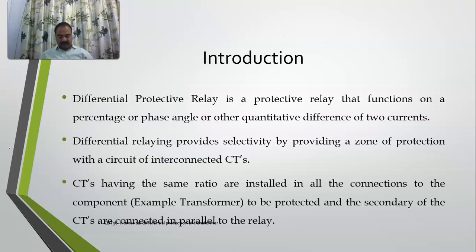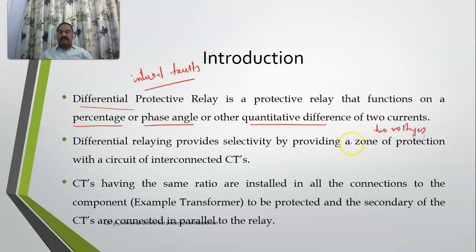So coming to the introduction, you know that the differential protective relay, which we have seen in unit number 3 also, is generally employed for internal faults. It functions on a percentage or phase angle or any other quantitative difference of two currents. It's not only about two currents, it can work on the quantitative difference of two voltages also. You can have a current differential relay or a voltage differential relay.